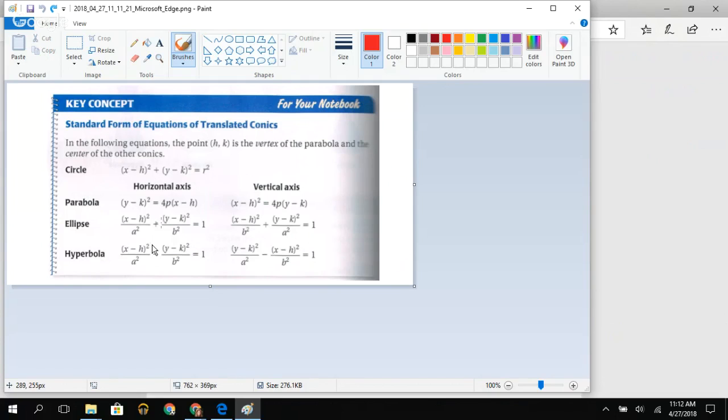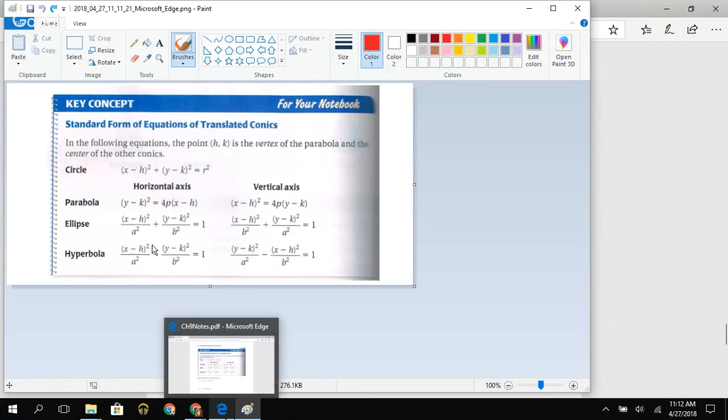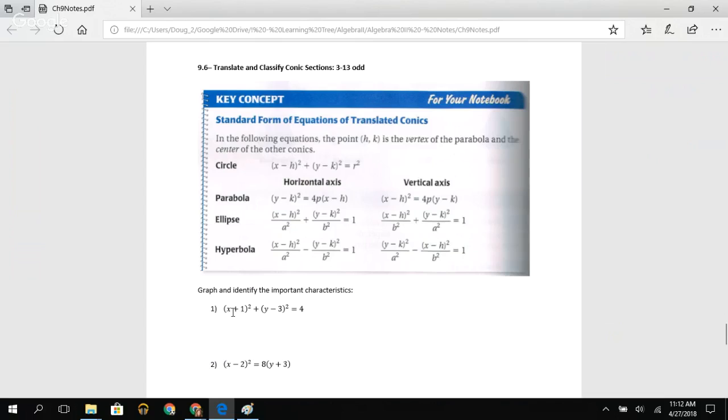What I'd like to do is really what we're doing is we're going to graph our different equations, and 3 through 13, we're going to graph our equations, and we're going to identify important characteristics of our equations. So you should have these at the bottom of your notes. The first one is x plus 1 squared plus y minus 3 squared equals 4. So just looking at this, I know that before even graphing this, this is going to be a circle because it's the equation of a circle, and it's not going to be at the origin.